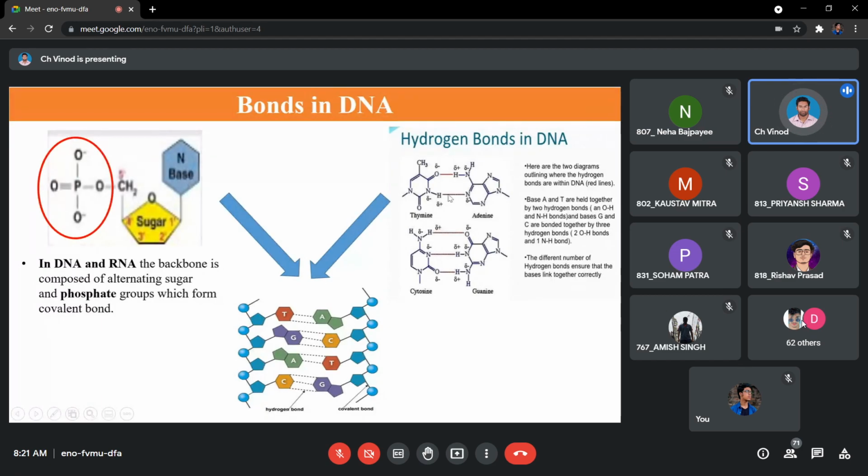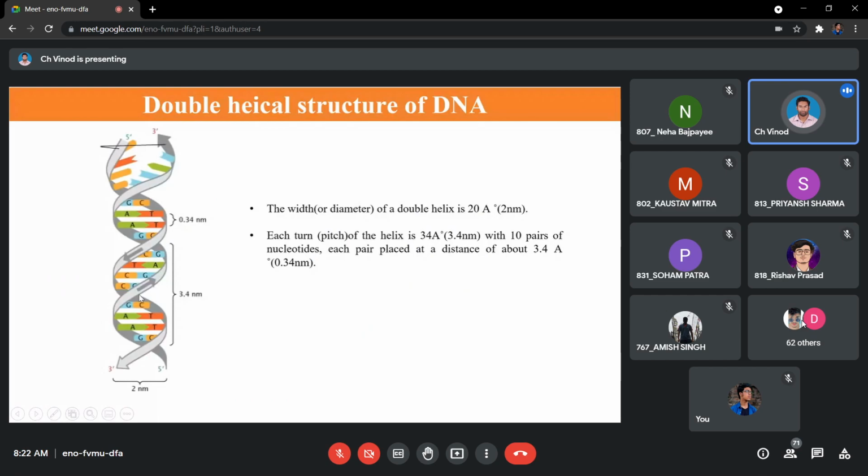Remember, AT have two hydrogen bonds, GC have three hydrogen bonds, and this way when we show the structure of the DNA, we see it like this. We show all the base pairs. We are saying base pairs, which means the interactions that happen between these particular nucleotides. So this is a pair, this is a pair, this is a pair. So this way we have different base pairs, right?